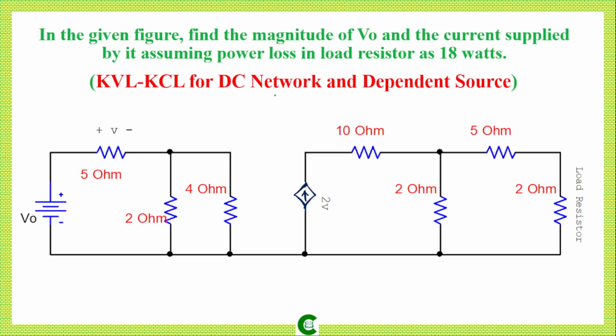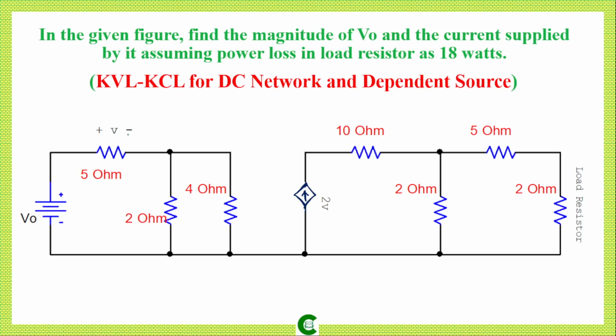In this class, we will quickly simplify this DC network having a dependent source, and we will find the magnitude of V0, means the magnitude of this voltage source, and the current supplied by it, assuming power loss in the load resistor, means power loss across this 2 ohm resistor, as 18 watts.